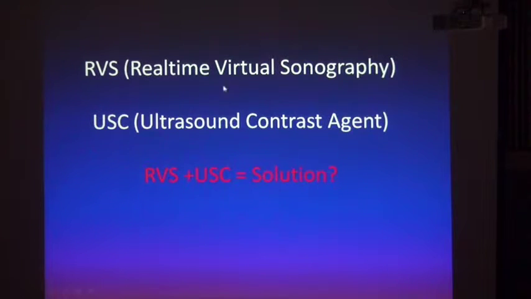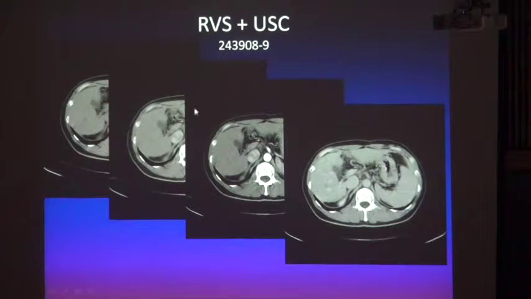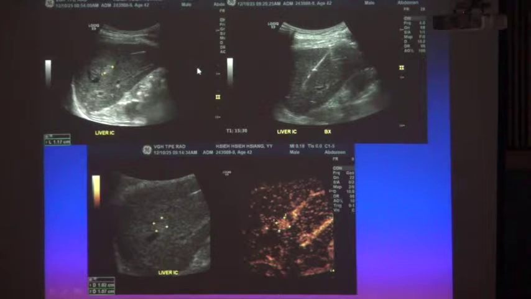And in the real-time virtual sonography and the ultrasound contrast agent, nowadays we are using this to enhance the effect of the IFA. So such as this tumor, we can find that it is only about 1 centimeter in size. And the enhanced pattern is not very obvious, even in the arterial phase and in the portal phase. You can see that this area is not enhanced. But if we are using the ultrasound contrast agent and the real-time virtual sonography, we can see the tumor very clearly.